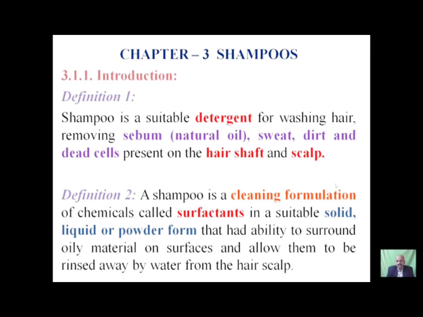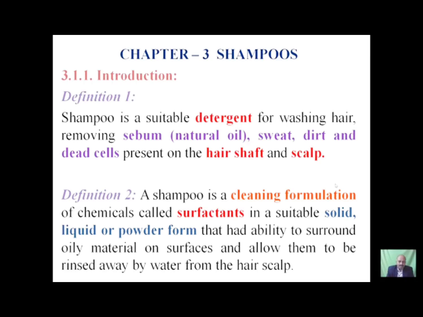So shampoos are generally called detergents for washing the hair, which removes the sebum, that is a naturally secreted oil from the scalp. This is called the scalp, and from here the natural oil will be secreted out from the pores of the scalp. That is called sebum. And because of physical activity, movement, or any pressure, we will get sweat based on the atmospheric conditions. So from this definition, we can understand that.